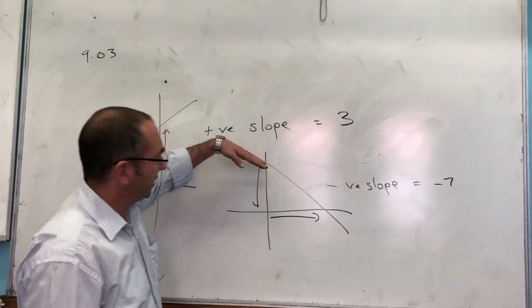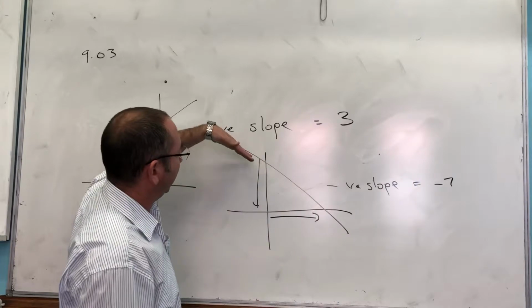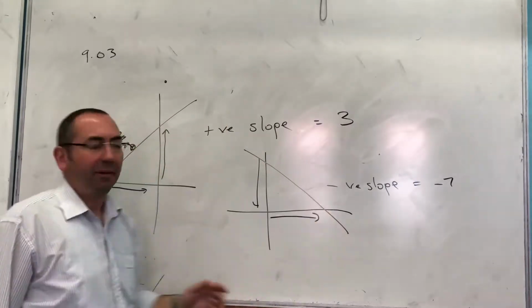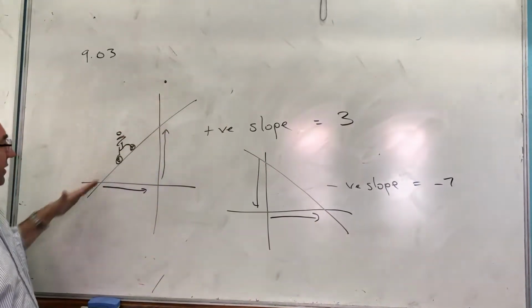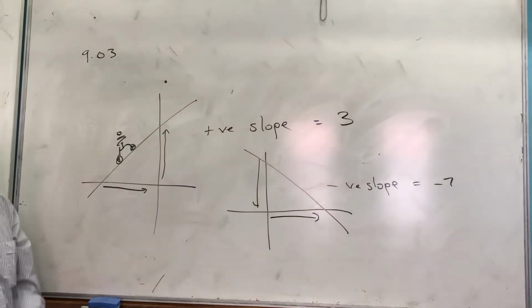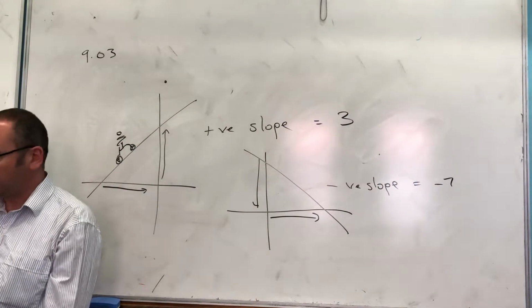Okay, so a negative slope is basically like the bike going downhill. Positive slope is the bike going uphill. That's a good way of remembering it. Maybe that's why they put the bike in the textbook.